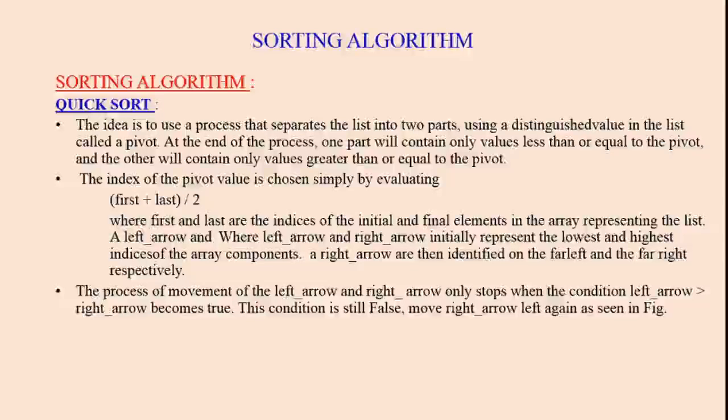Move the right arrow left again, as in the above figure. The contents of A left arrow and A right arrow are interchanged. It is acceptable to exchange the pivot because the pivot is the value itself, not the index. As before, the right arrow is moved left and the left arrow is moved right. This can be seen in the above figure. The terminating condition of the procedure, left arrow greater than right arrow, is now true, and the first subdivision of the list, that is the array, is now complete.